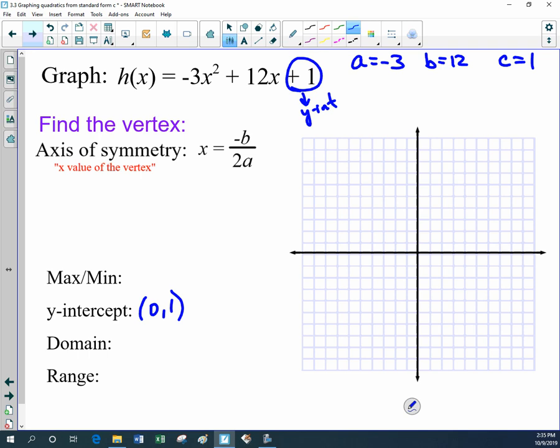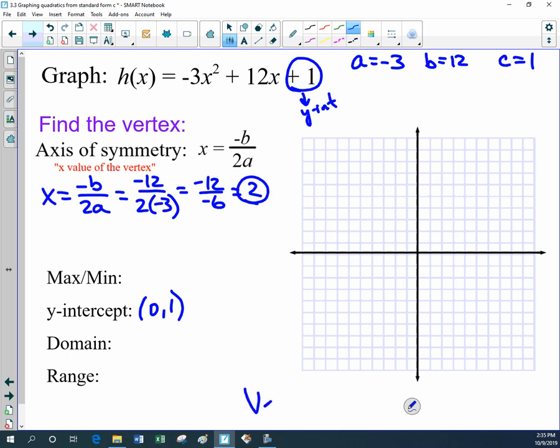And let's find x. So opposite of b divided by 2a. So b is 12, so opposite of that would be negative 12. And 2 times a would be 2 times negative 3. So we have negative 12 divided by negative 6, which is a positive 2. Okay, so our vertex, the x-coordinate is positive 2.